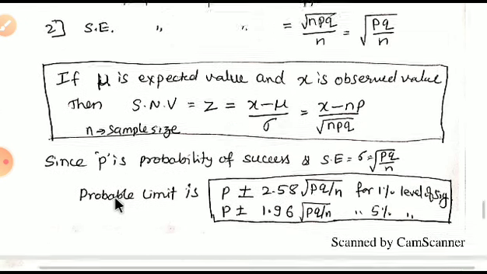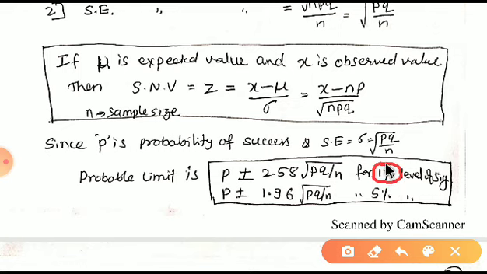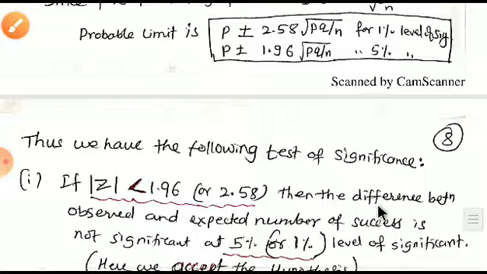Since p is the probability of success and sigma is the standard error defined by square root of npq, as we have seen in the previous bound for mean, similarly the bound for probability. Therefore the limit of probability is p plus or minus 2.58 square root of pq by n. This is for 1% level of significance, and the probable limit is p plus or minus 1.96 square root of pq by n. This is for 5% level of significance.